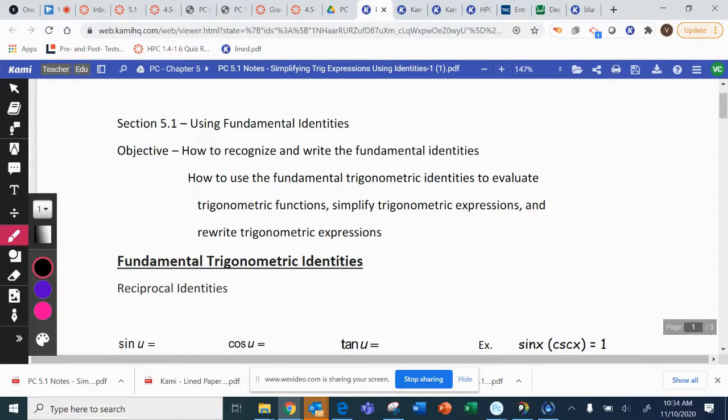Section 5.1 is called Using Fundamental Identities. If I talk about a question like sine x equals 0, there would be only certain answers that would work in sine x equals 0. Does anybody know any answers that I could plug in for x that would make this true?